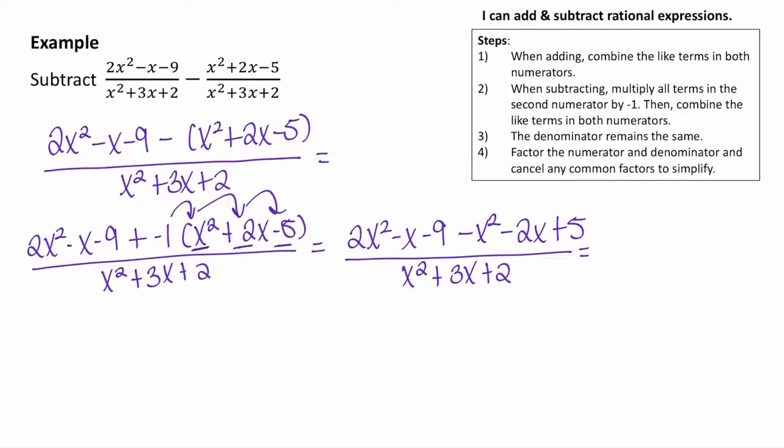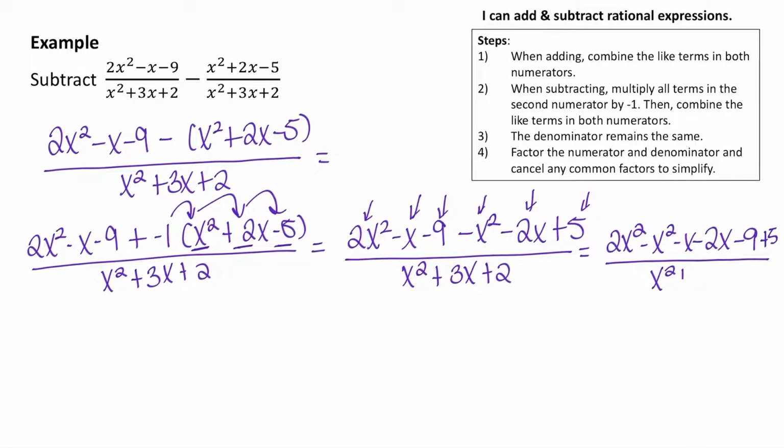And so now let's go ahead and rewrite this by putting the like terms together. Okay, so I have a 2x squared and a minus x squared, so I'm going to put them together, 2x squared minus x squared. And then I have a minus x and a minus 2x that I'm going to put together. And then I have a minus 9 right here, and I have a plus 5. So I'm going to put all these terms over that common denominator, x squared plus 3x plus 2.